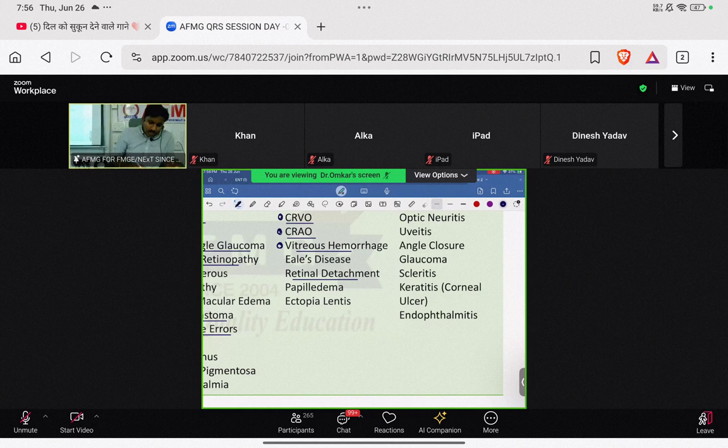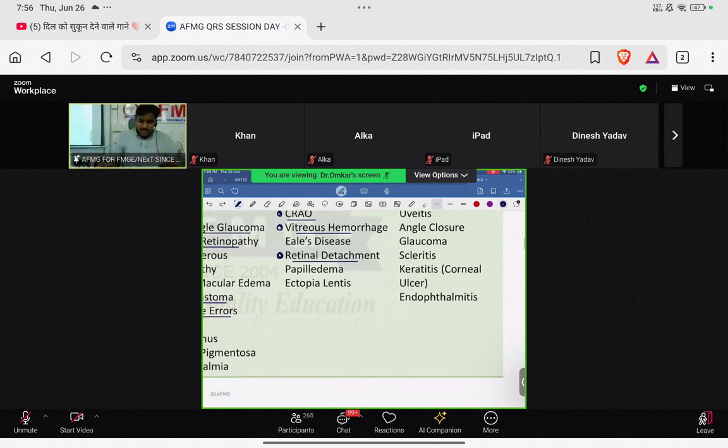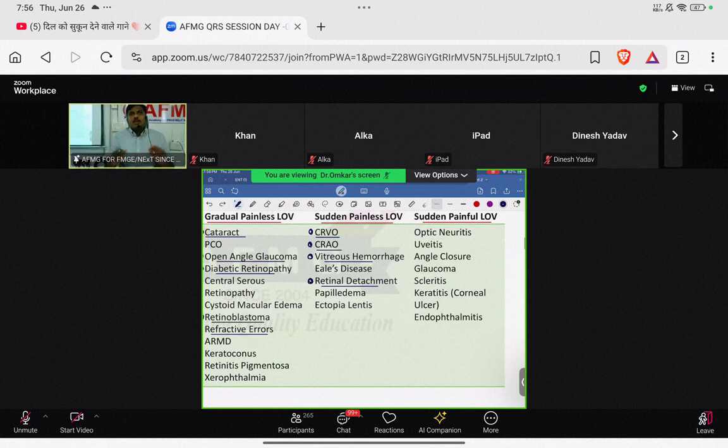Next is papilledema. We know papilledema is edema of the optic disc. It happens whenever a person is having raised intracranial pressure. Now remember, whenever a person has raised intracranial pressure, the patient will have a severe headache beta. But the loss of vision, not loss, the blurring of vision which is there, is going to be painless. Okay? Next important is ectopia lentis, that is nothing else but subluxation or partial dislocation of the lens.